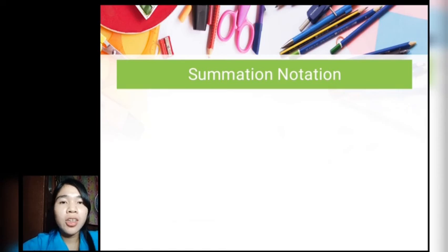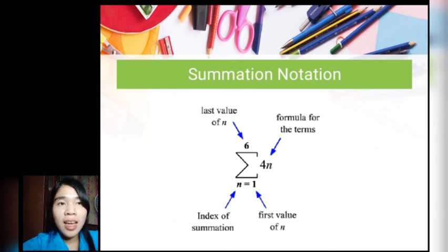Now, let's proceed to summation notation. In series, we use the summation notation. So, that is summation notation. We have here 6 as the last value of n. Then, the 4n here is the formula for the terms. n is the index of summation. The index of summation can be represented by any letter, and it might not always start with 1 as the first value of n.